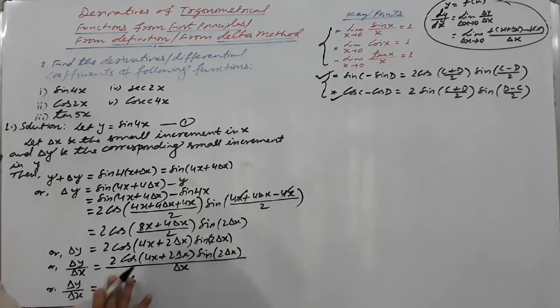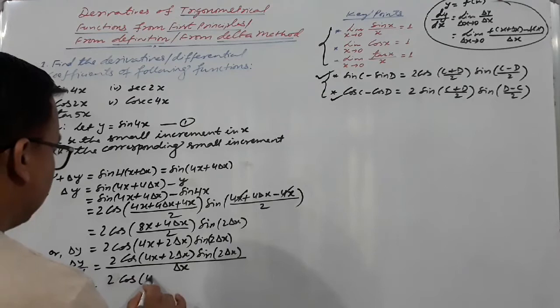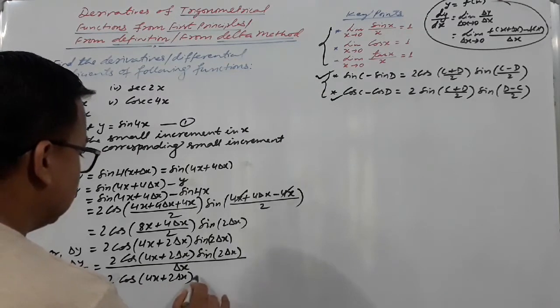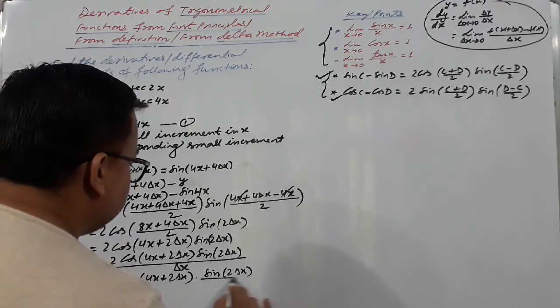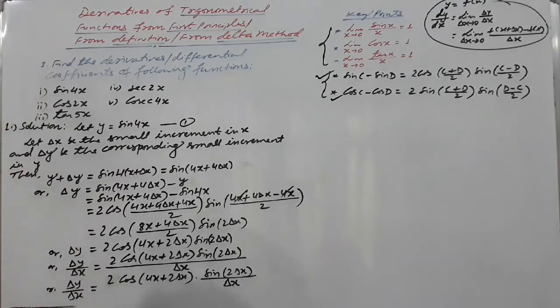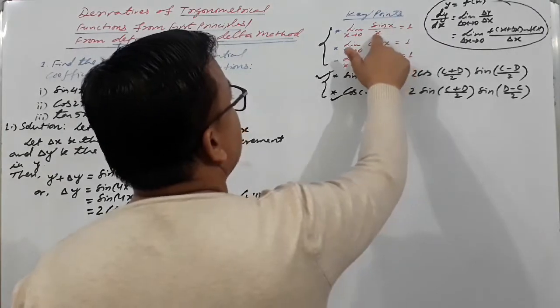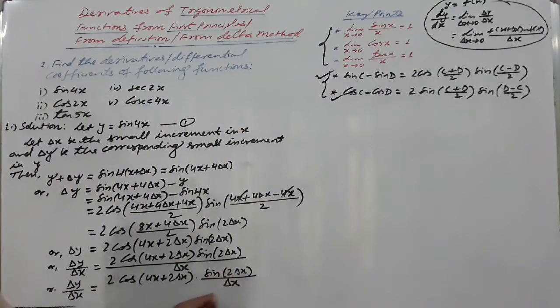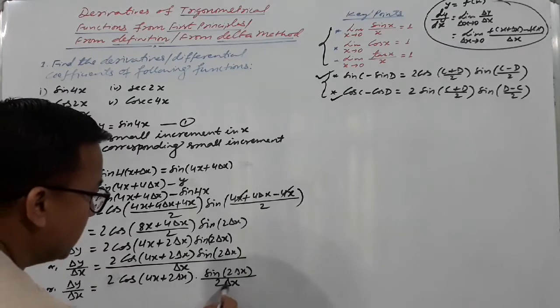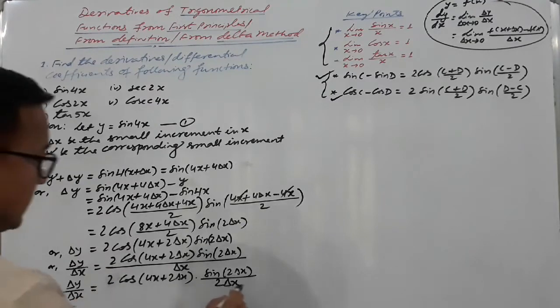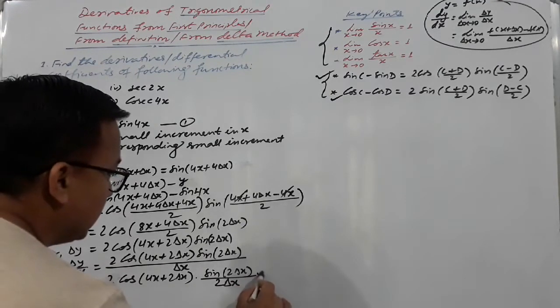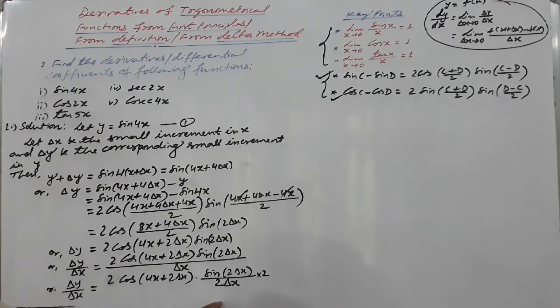Let's write down firstly 2 cos of 4x plus 2 delta x times sine of 2 delta x by delta x. We need here 2 delta x. Like sine of x over x, we want to make the same, sine of 2 delta x, so here also 2. So let's make 2 delta x, so you can take also 2, and times 2 you can write down. Here 2, it doesn't matter. So I don't think you have a problem.